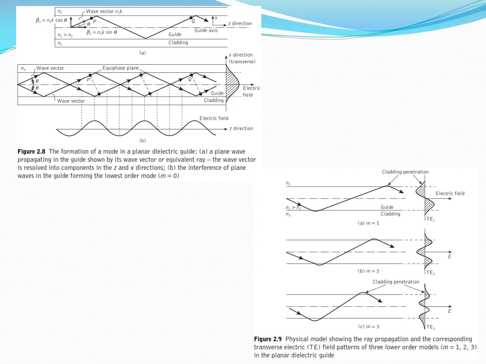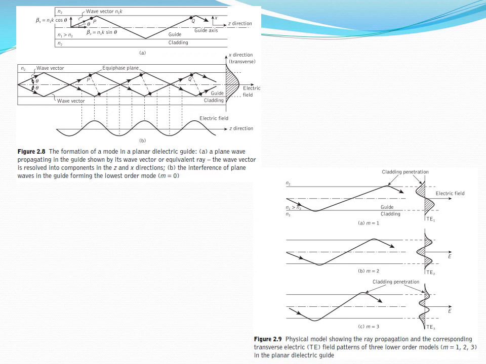So here we represent it as TE1, transverse electric 1. Here again TE2, transverse electric 2, because this represents two modes. Here we consider m is equal to 3. So this is the path traced by the optical ray forming TE3.